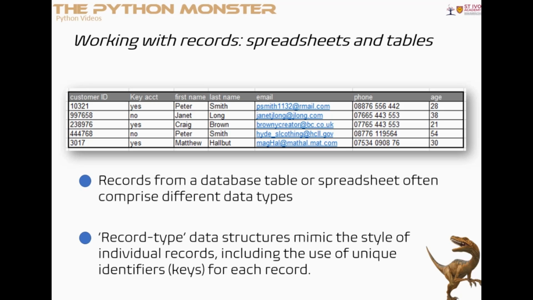Okay, so the idea behind the record data structure is to mimic as much as possible the type of structure we would get from an individual record which we might see in a database table, for example. So on this slide, guys, it says records from a database table or spreadsheet often comprise different data types. Absolutely. It's also the case that the record data structure can mimic the style of individual records and include the use of a unique identifier as well for each record, and that's something which I incorporated into the last demo.